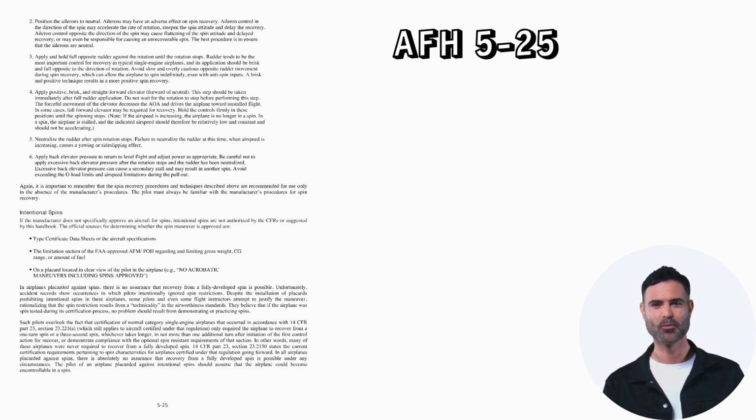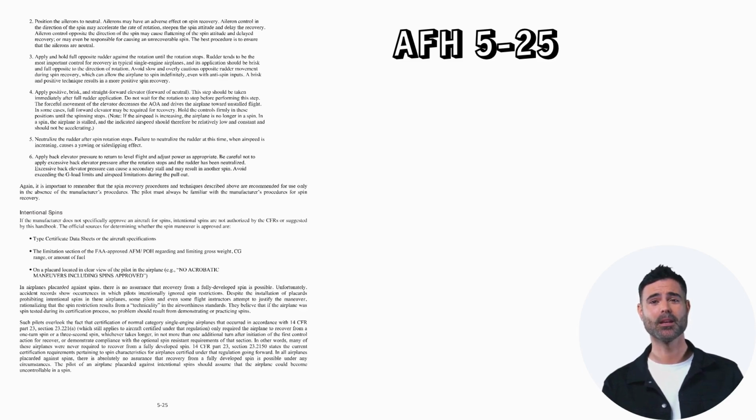Failure to neutralize the rudder at this time, when airspeed is increasing, causes a yawing or side-slipping effect. 6. Apply back elevator pressure to return to level flight and adjust power as appropriate. Be careful not to apply excessive back elevator pressure after the rotation stops and the rudder has been neutralized. Excessive back elevator pressure can cause a secondary stall and may result in another spin.